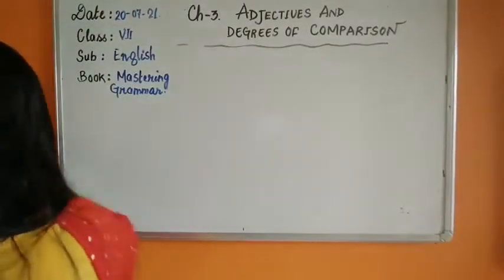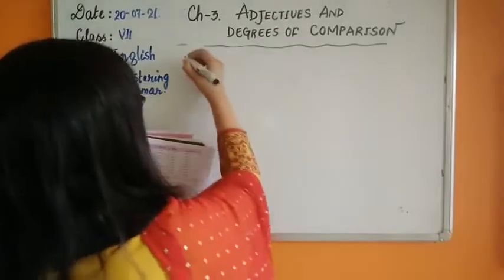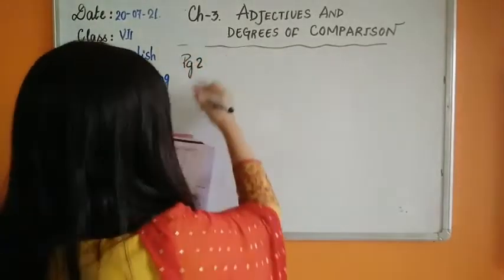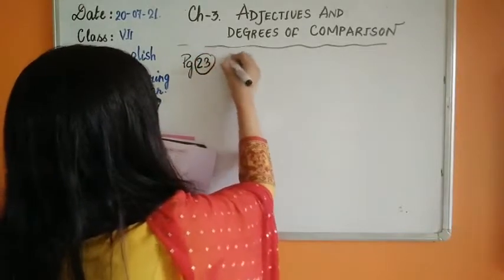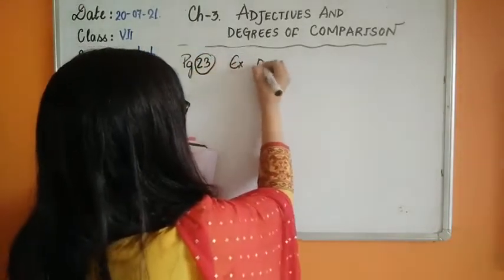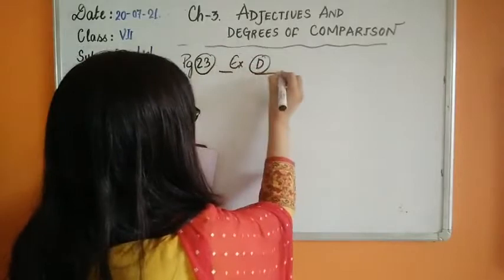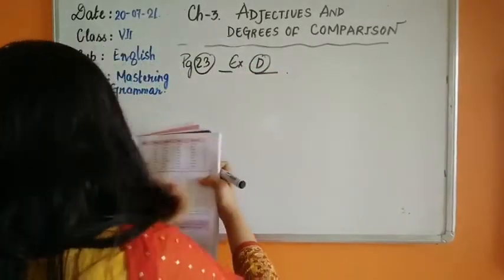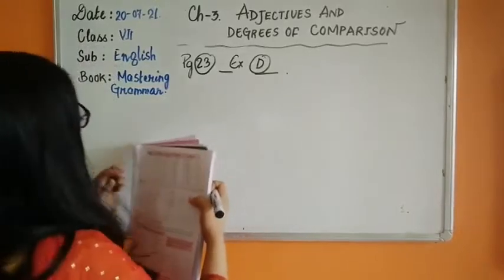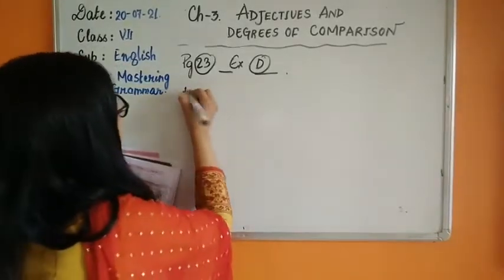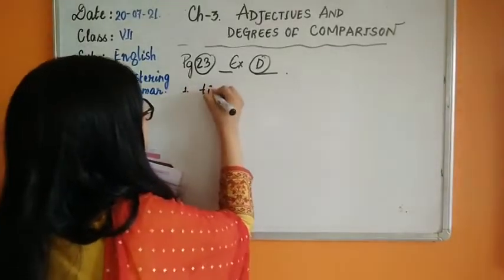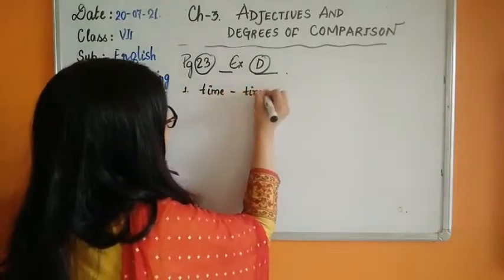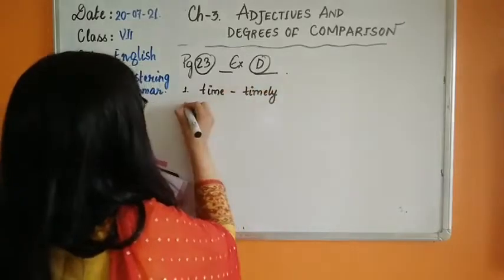So children, this is on page number 23. Exercise D. We have already finished exercise A, B and C. Now today we will be doing D. And which word we have? T-I-M-E. So what can we add children here? We can add ly to it. It becomes timely. Right? Number 2 now.